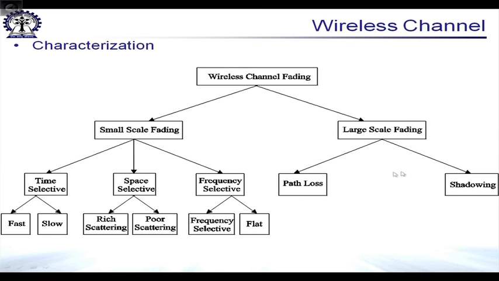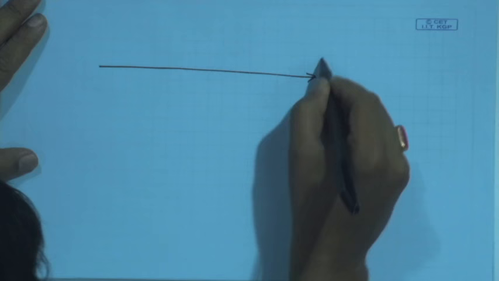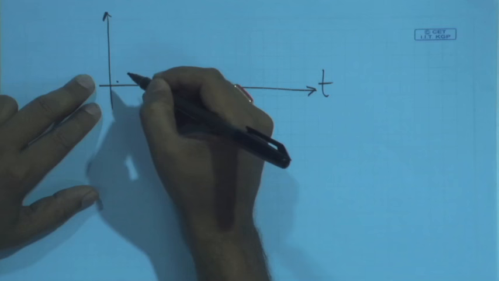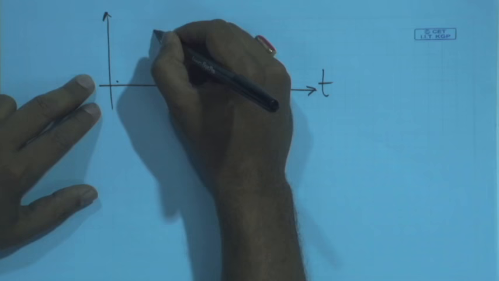If we look at small scale fading, it can be classified as time selective fading, space selective fading, and frequency selective fading. Time selective fading, as the name suggests, there is selectivity, that means selection, and the selection across the time axis. So, if we have a time axis and we have the received signal strength on this axis, across time, if the signal strength is very low, the channel is not allowing signals to go through. Across time, if the signal strength is very high, the channel would allow signals to go through unattenuated.